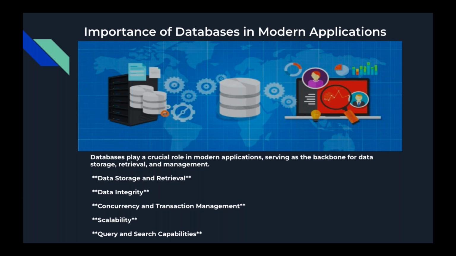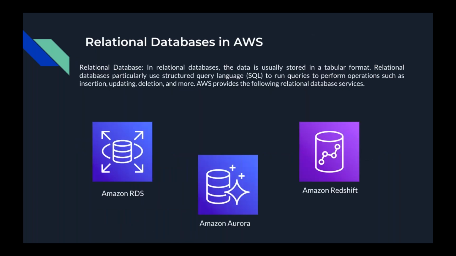Moving on, let us now look at the relational databases that AWS offers. A relational database is usually stored in a tabular form, and relational databases use a structured query language, for example SQL, to run queries to perform operations such as insertion, updating, and deletion operations. AWS offers multiple relational databases. The three majorly used relational databases in the market from AWS are Amazon RDS, Amazon Redshift, and Amazon Aurora. Let us look into Amazon RDS in a bit of detail.